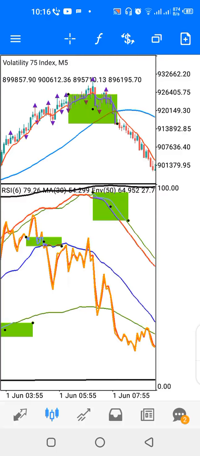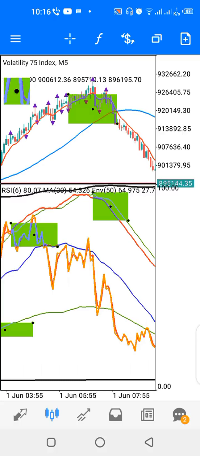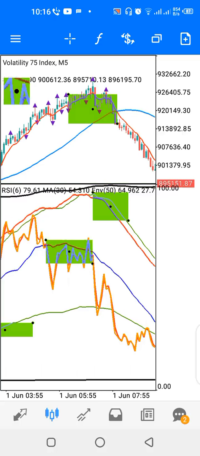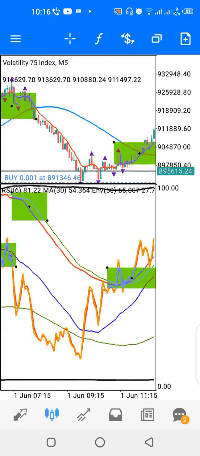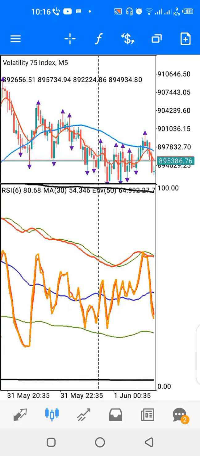Okay, you can see the red and yellow line goes above around here and then starts to come down around here. So I'll just look for my sell opportunities and then scalp some trades. Okay, scalp some profits. All right, now that is not all about it.